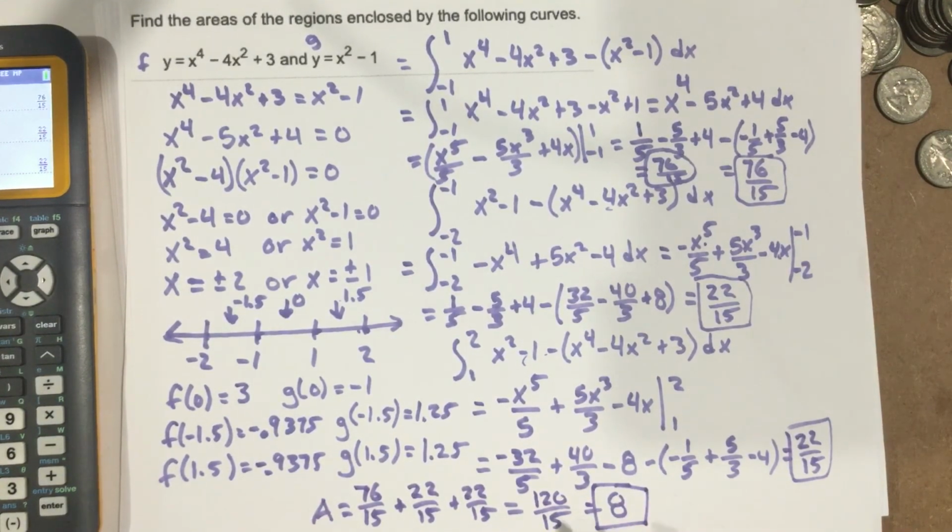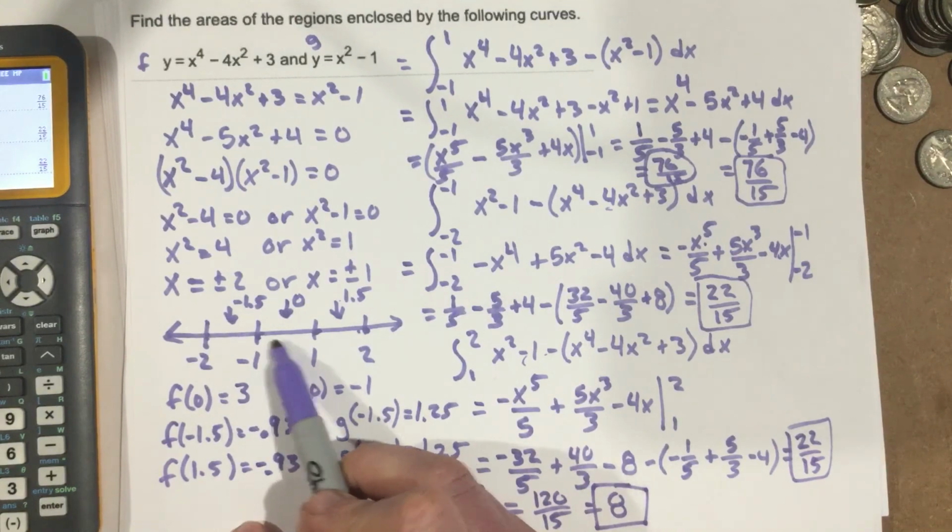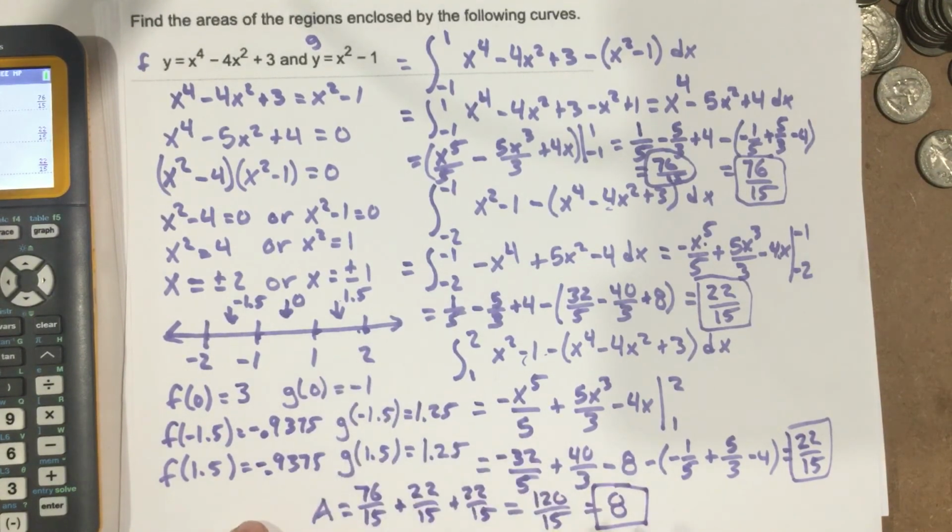So our area between the two curves for those 3 little areas that we saw in that graph, so the areas in here, negative 2 to negative 1, negative 1 to 1, and 1 to 2, our total area there is 8.